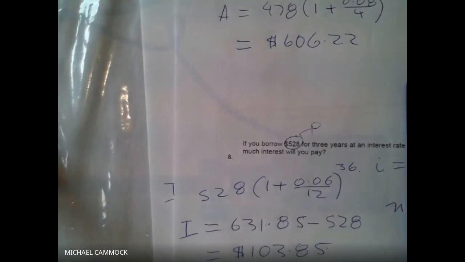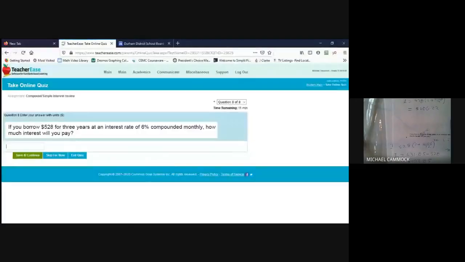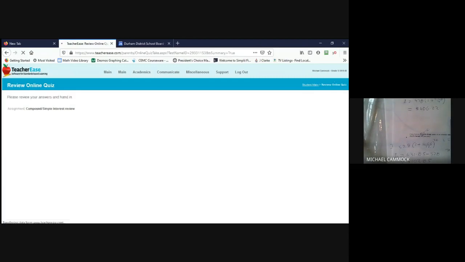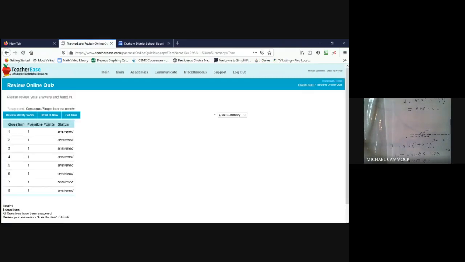Let's see if we can get that. Okay, so I'm going to put that number in right here. $103.85. Okay, so save and continue. And when you get to your last question, it shows you that you've answered everything. You could skip a question, but if you skip a question, it's going to tell you it's not been answered. And all I need to do now is, if I wanted to change anything, I would press review my work.